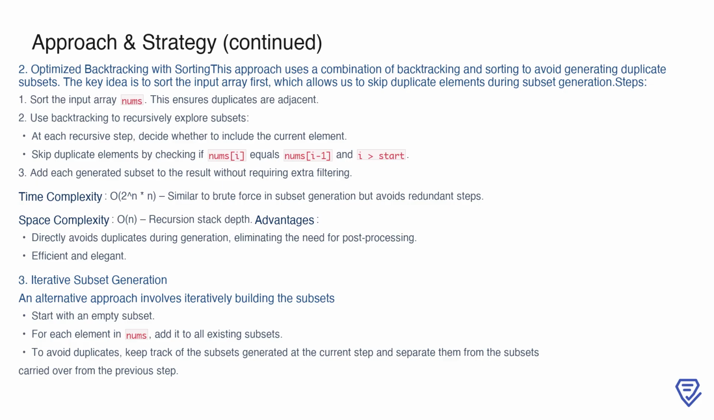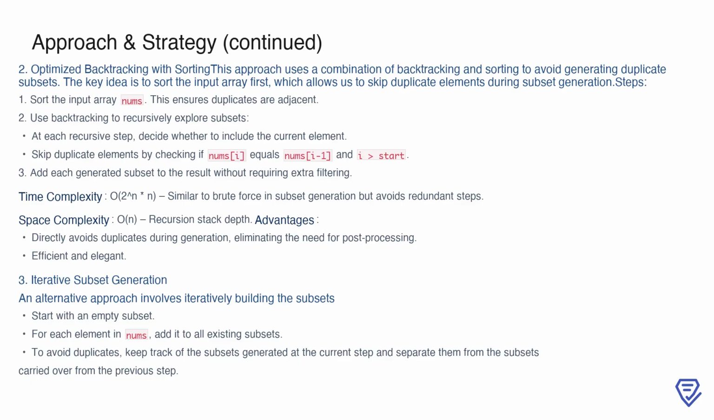By sorting the input array first, we ensure the duplicate elements are placed next to each other, which allows us to skip them during subset generation. The process involves a few key steps. First, we sort the array nums to group identical elements together. Then, we use backtracking to explore all possible subsets recursively. At each step, we make a decision whether to include the current element in the subset.